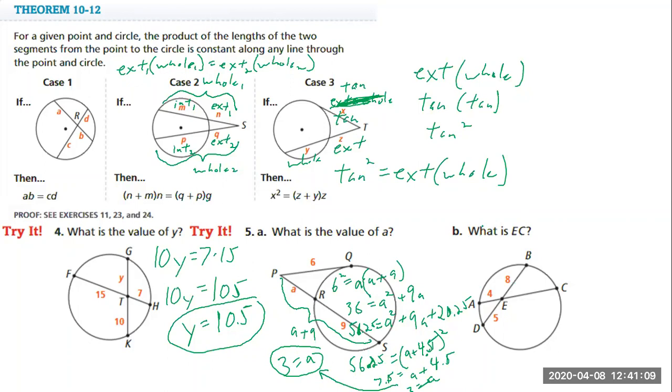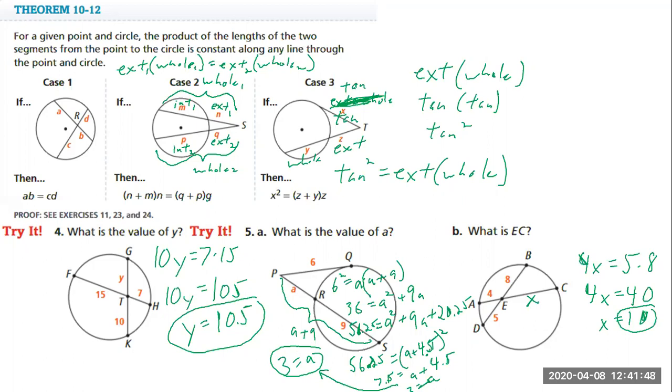So for part B, we have, what is EC? Well, now this is a much easier question. Again, this one is inside this circle. I'm going to go ahead and call this X. We're just going to do 4 times X equals 5 times 8. So we get 4X equals 5 times 8 is 40, divided by 4, and x is 10. And that's our answer.